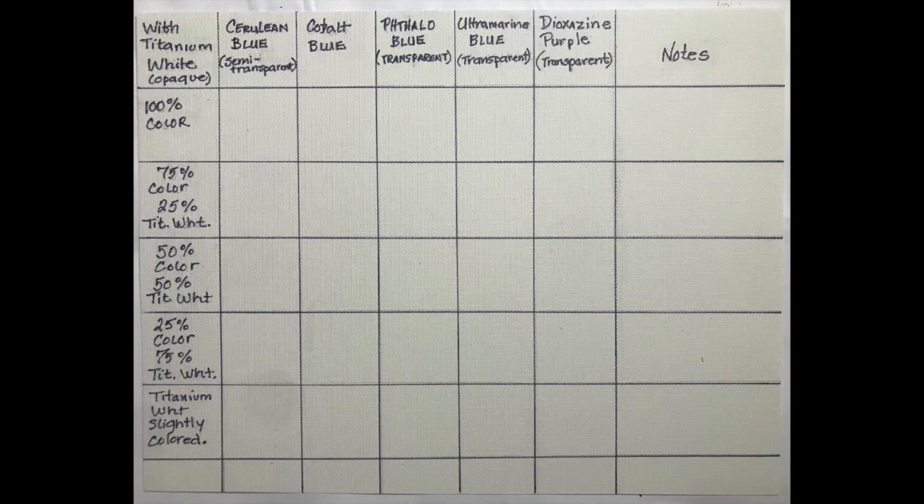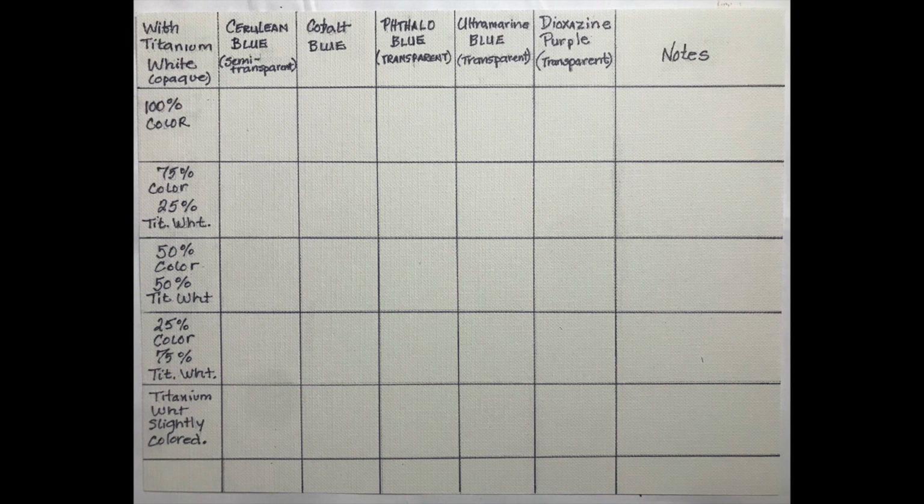So I'm creating one for blue. However, I'm adding purple in too. These are the blues that are in my palette that I typically use, some of them more than others. Cerulean blue and cobalt blue I don't use as much. Phthalo blue and ultramarine blue I use quite a bit, and also I'm adding in dioxazine purple.